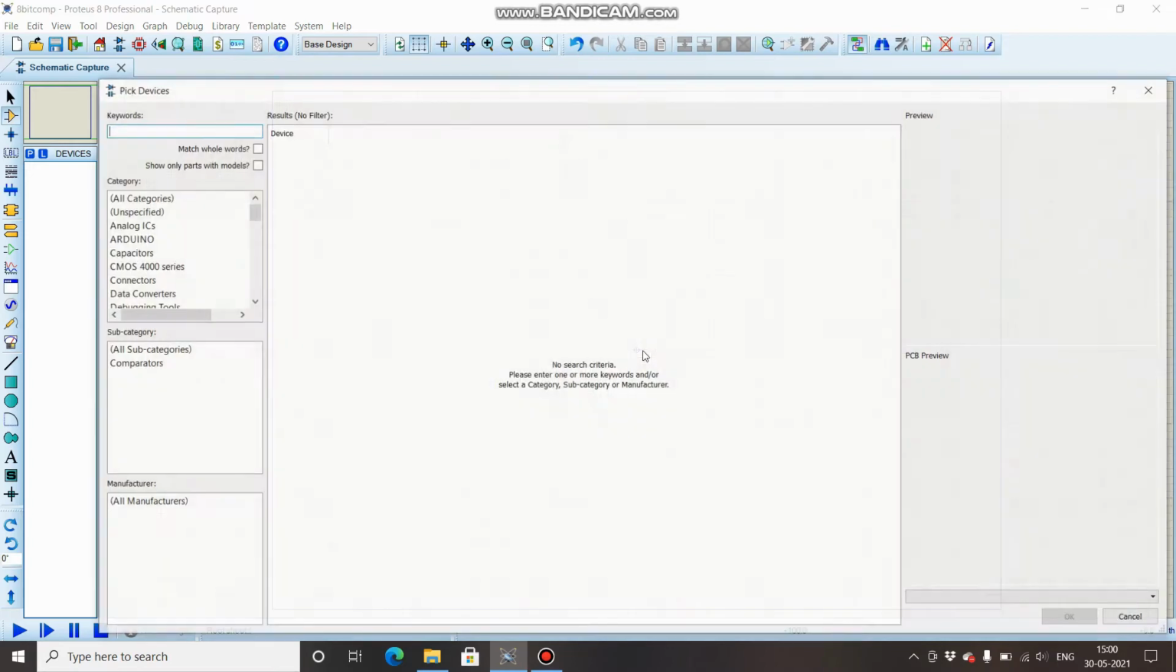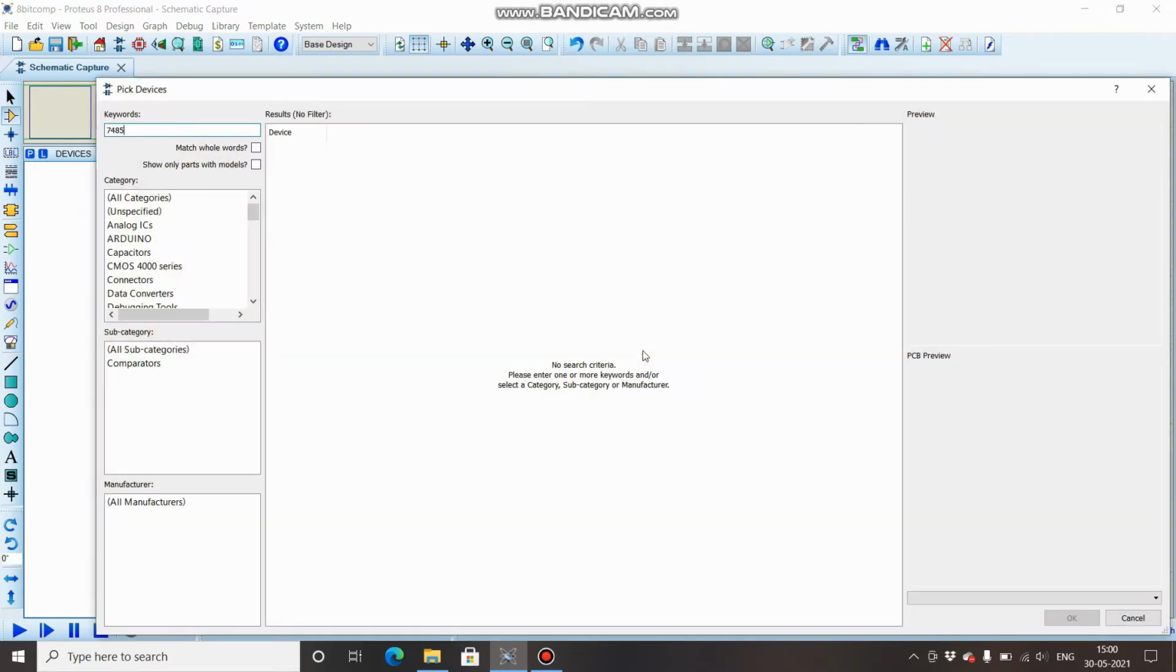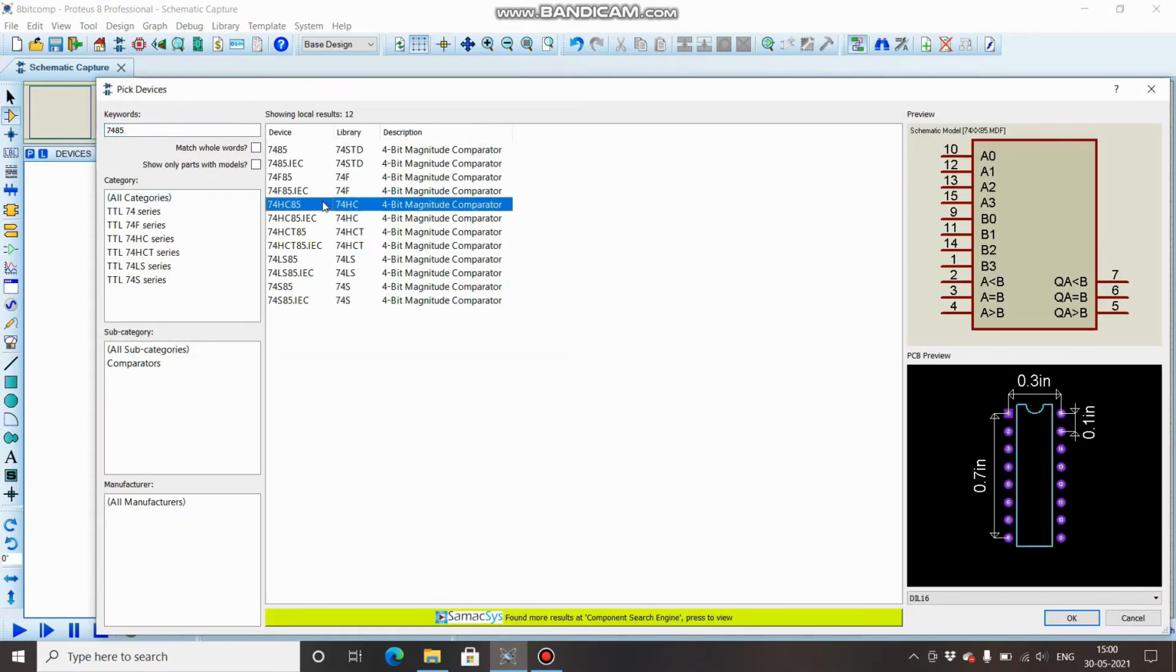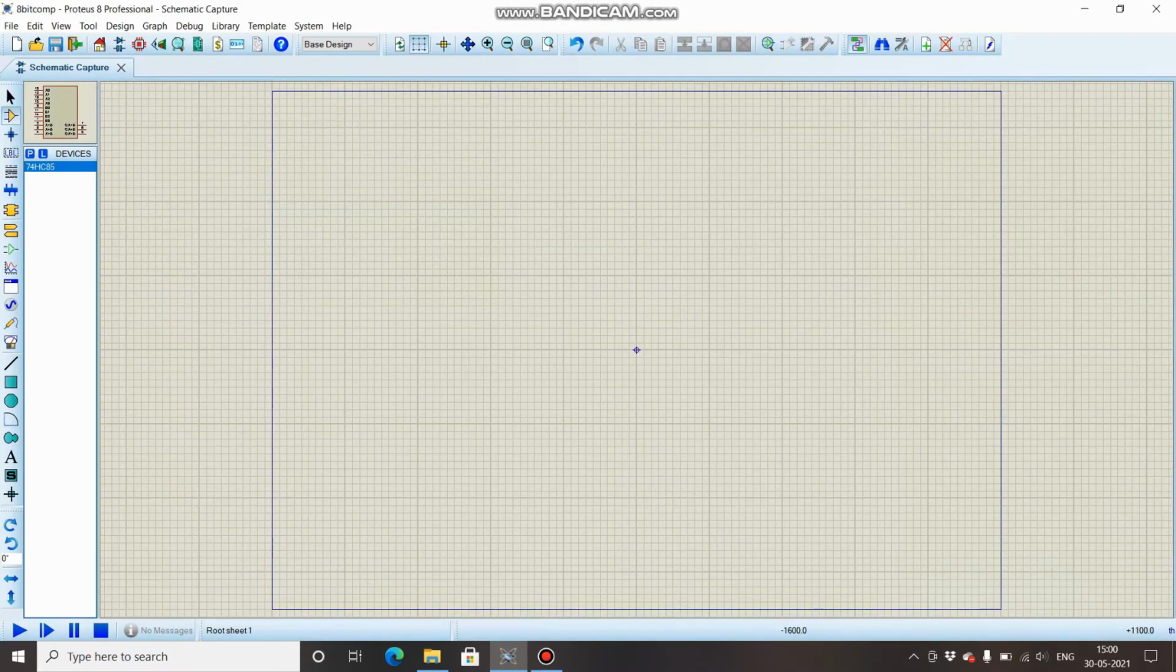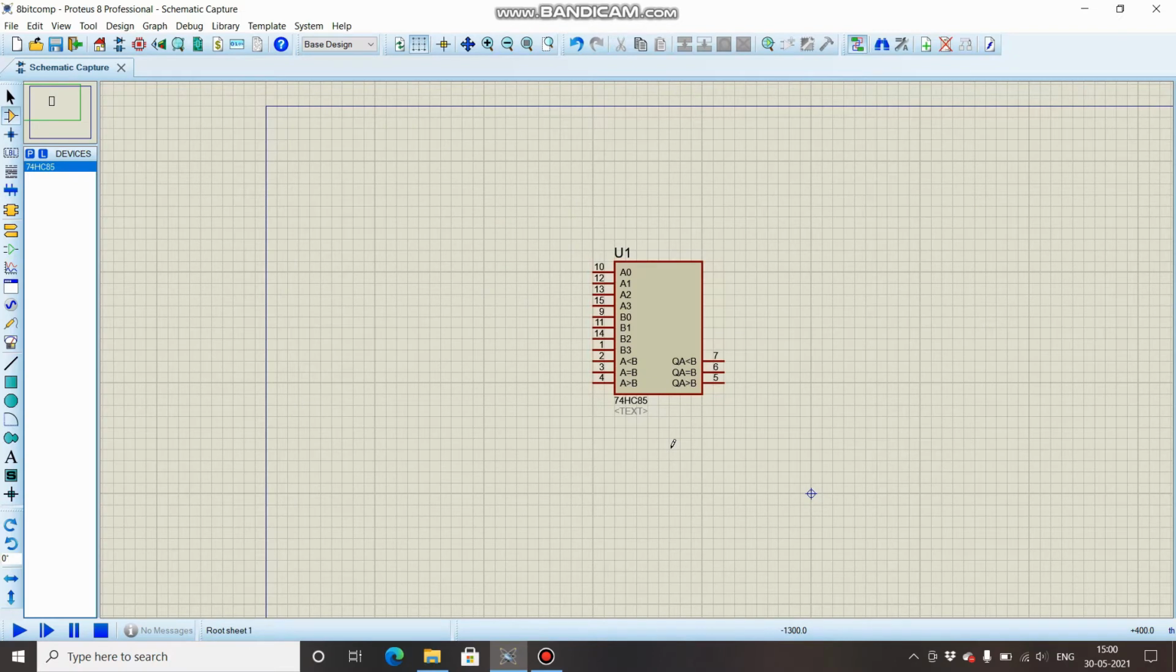So we will take the IC first, 7485. We'll use this 74HC85 and place it over here. This IC is capable of comparing two 4-bit numbers. Pins A0 to A3 represent the first number and pins B0 to B3 represent the second number, where A0 is the LSB and A3 is the MSB. Same applies for the number B.